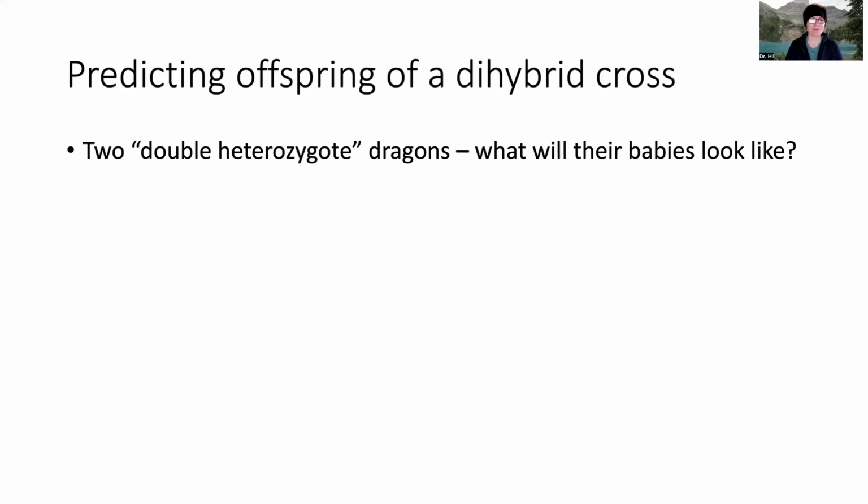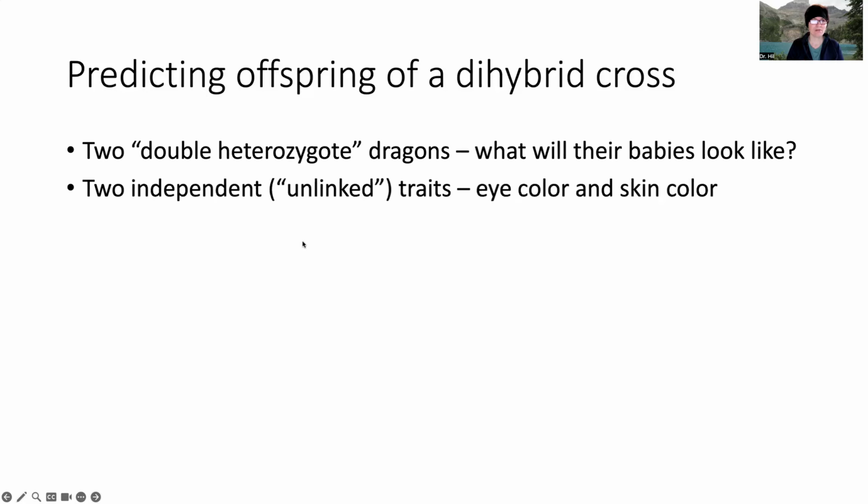And in my example, I'm going to use dragons, but you can use any animal. That will be your assignment. So you need to pick two independent traits. Independent is also a jargony word. It means unlinked, not on the same chromosome, assorts independently. We're going to talk a little bit more about what this means.